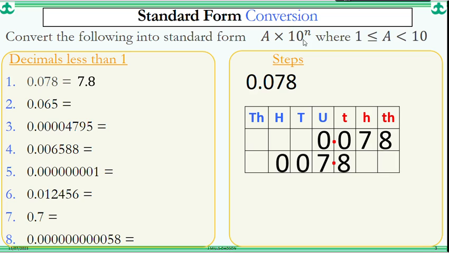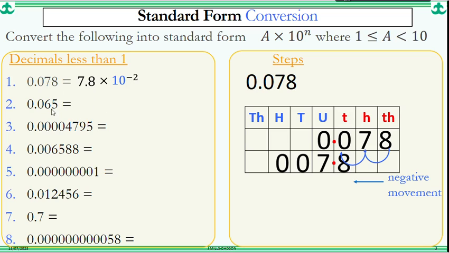Now the other part is the power of 10. Let's check the number of counts or movement. It moved twice or 2 spaces to the left, and 2 spaces to the left on the number line implies negative movement. So we can say it's times by 10 to the power negative 2. The reason is that 10 to the power negative 2 is the same as dividing 7.8 by 100, because times by negative power of 10 is the same as dividing by a positive power of 10. So that's how we write standard form for decimals less than 1.